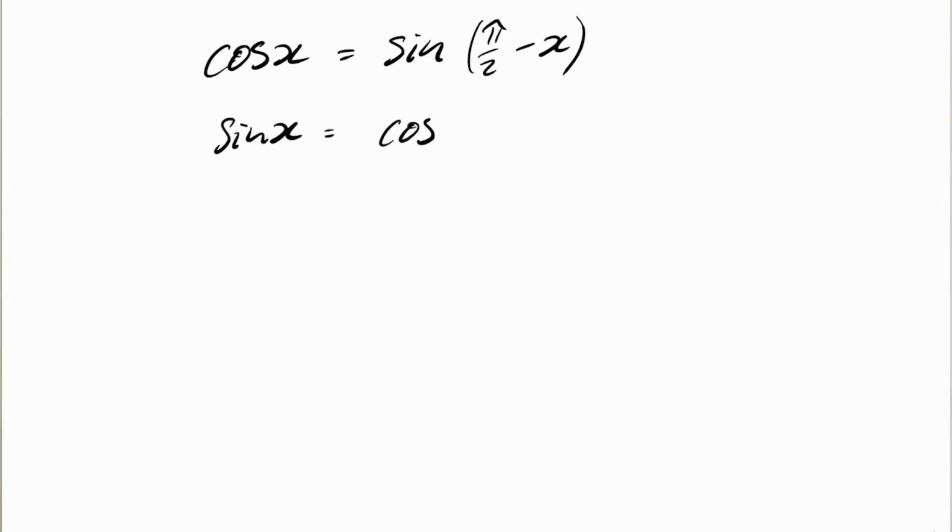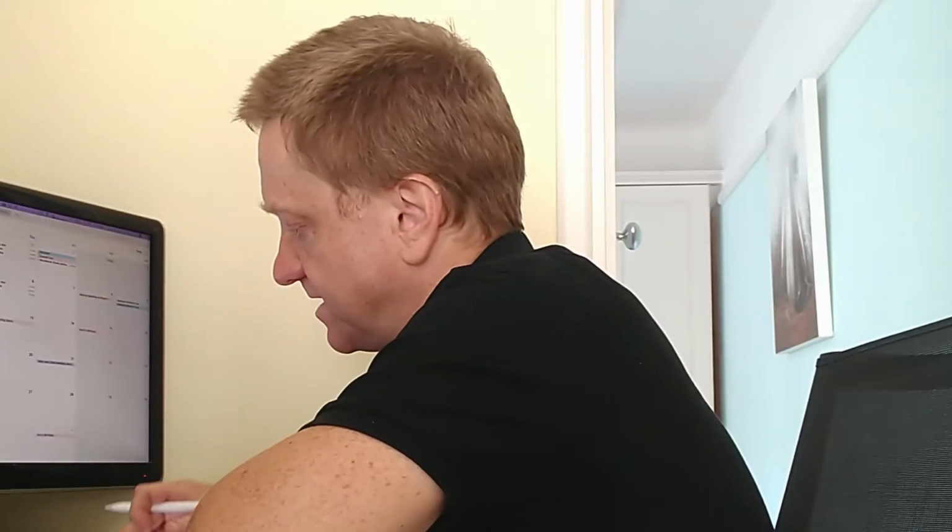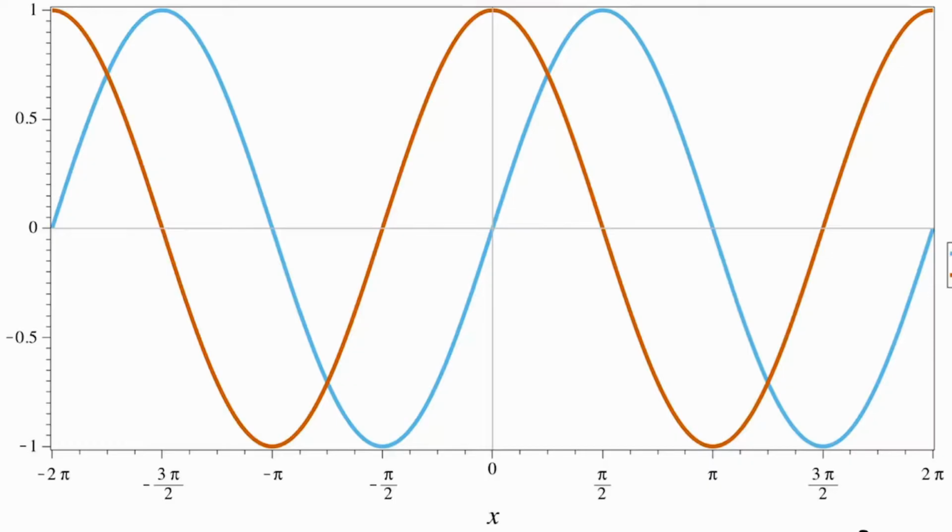Cos x is just sine of pi by 2 minus x. And similarly, sine x is cosine of pi by 2 minus x. So these functions are out of phase with each other. A further thing that we can notice if we look back at the graph is that sine is what's called an odd function and cosine of x is an even function.